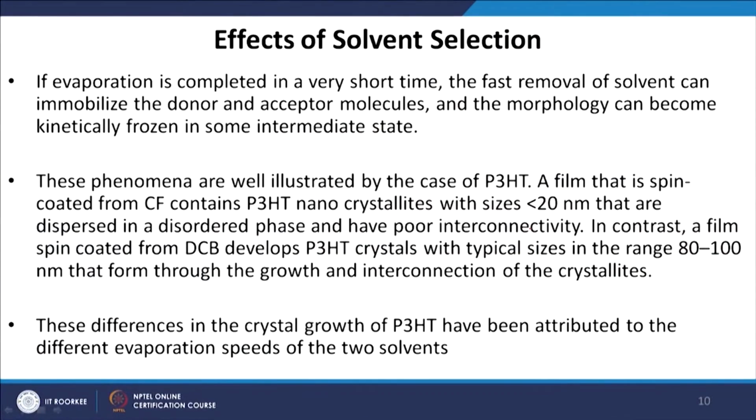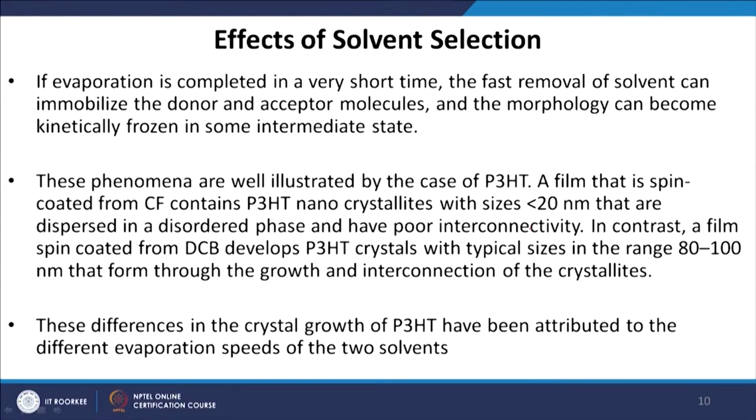So, if the solvent evaporates very rapidly, before it reaches a thermodynamically equilibrated state, it will be kinetically frozen in some intermediate state. So, the complete transformation to a bicontinuous phase-separated network, which we really like to achieve, cannot be achieved by using a very low boiling point solvent.